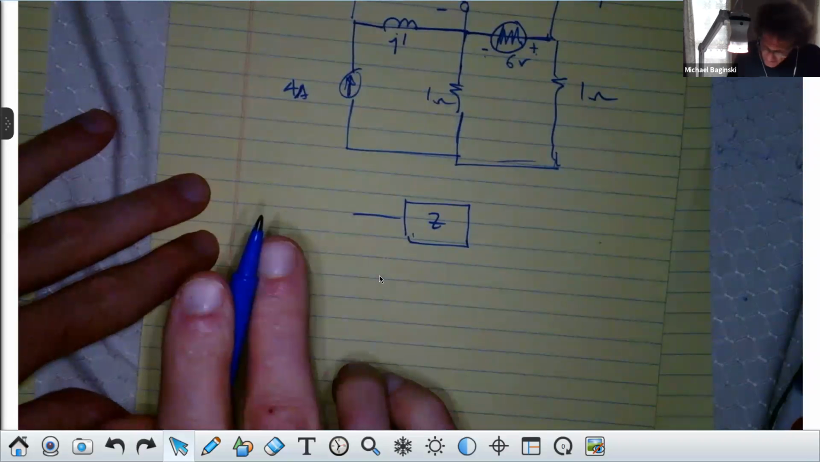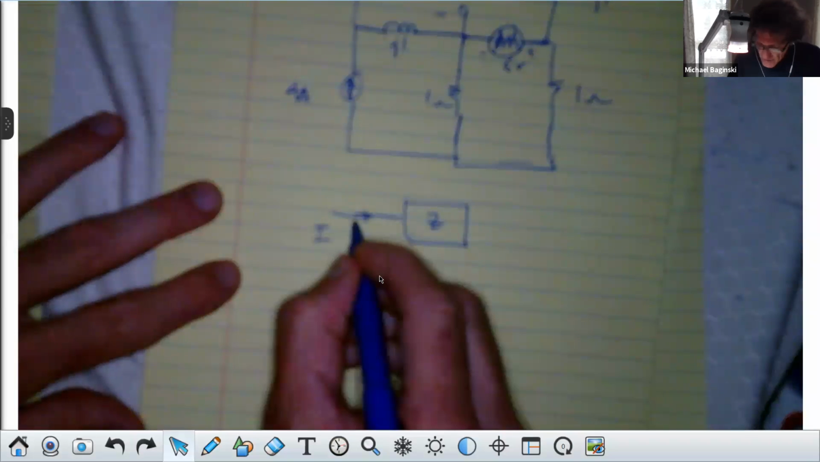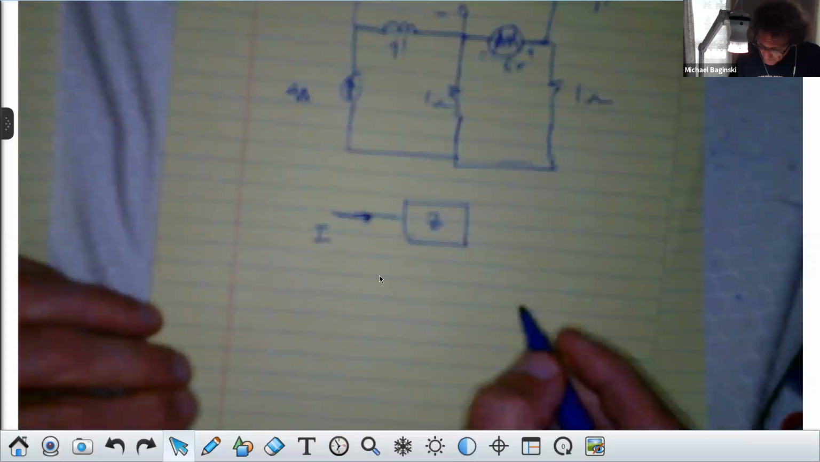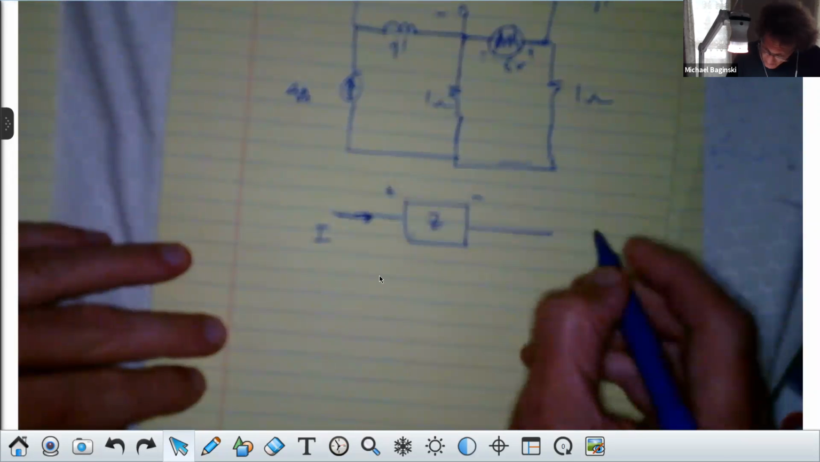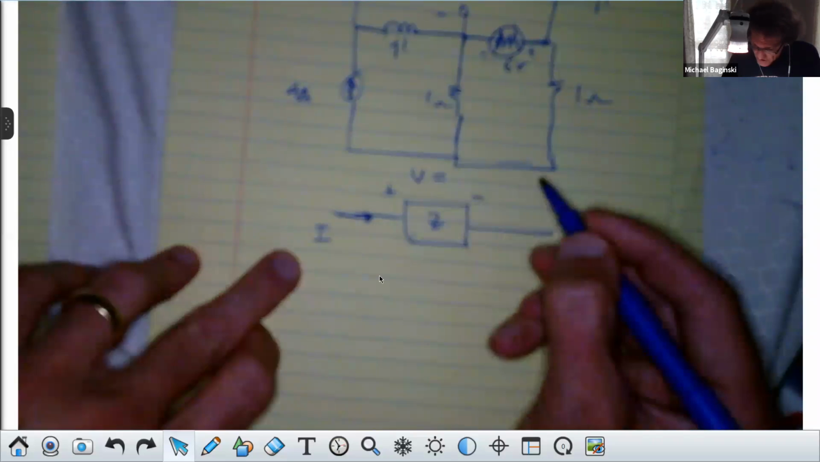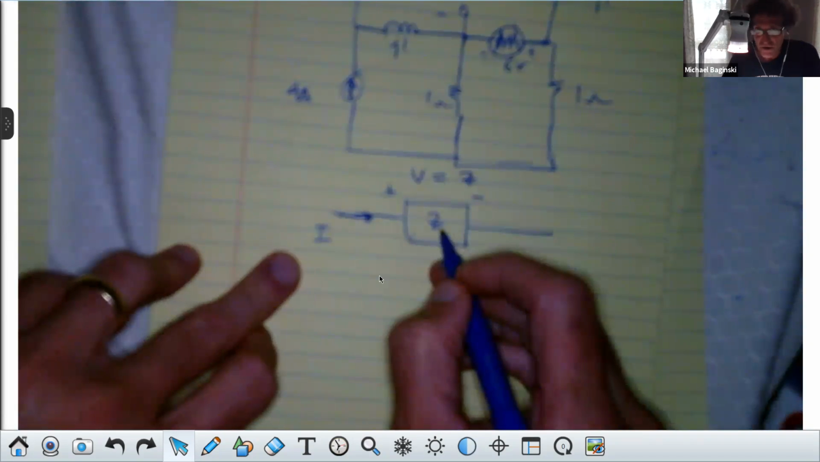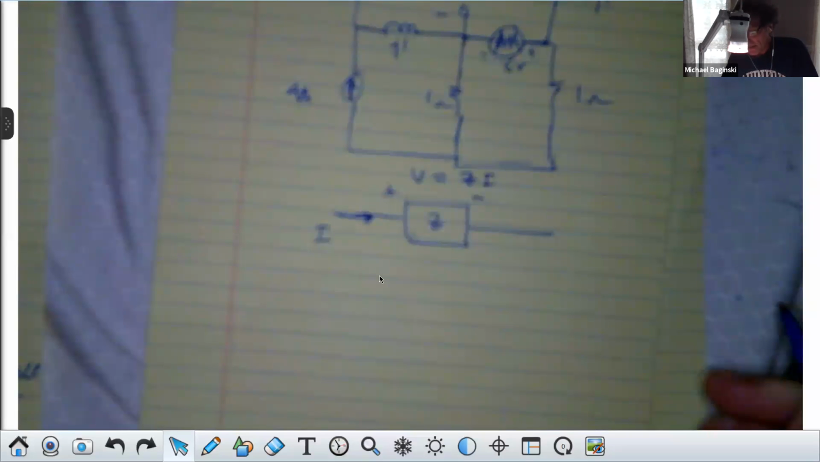No matter what that is, if you have a current I flowing into it, and I can be complex, it will develop a voltage across here, plus to minus. And that voltage across here, plus to minus, will be equal to Z, which can be complex or just strictly real, times I. Now that's as much as there is to that.